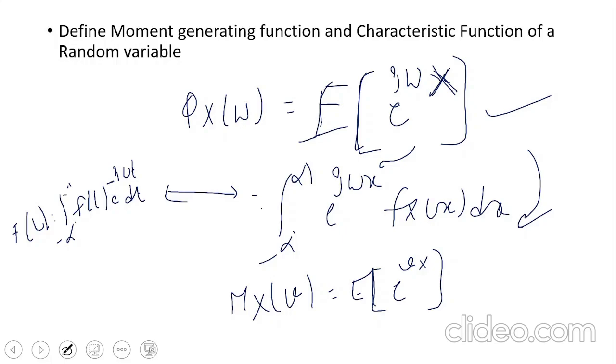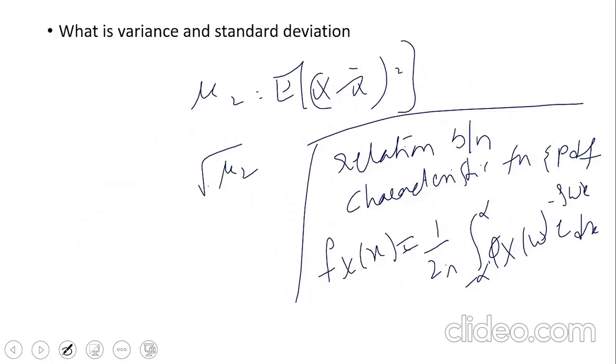Sometimes they will ask, write the relation between the characteristic function and the density function. You write this one: they form a Fourier transform pair, and write the formulas. If you remember this formula, the same formula we can write for the relation between the characteristic function and density function, with the inverse Fourier transform reversed.